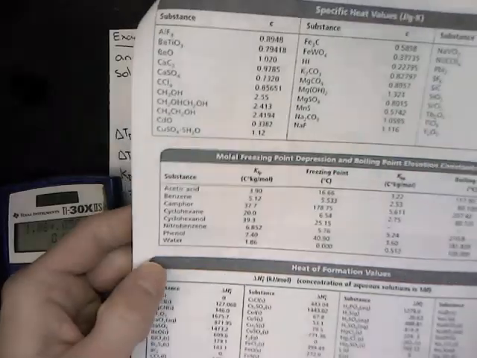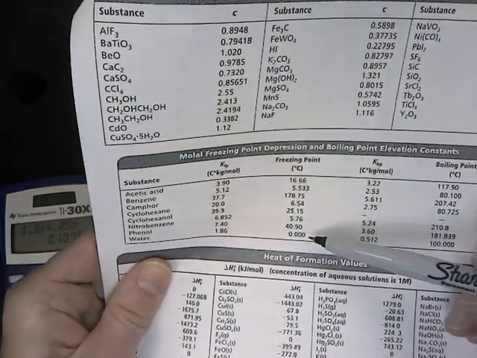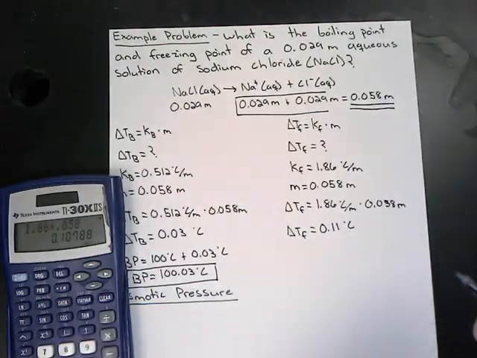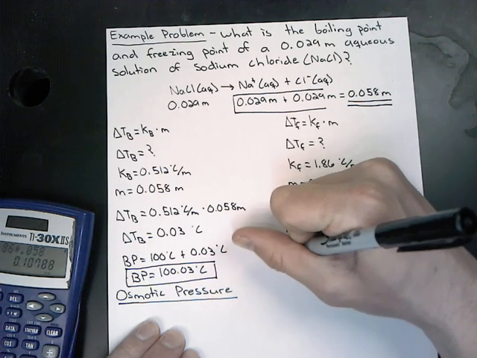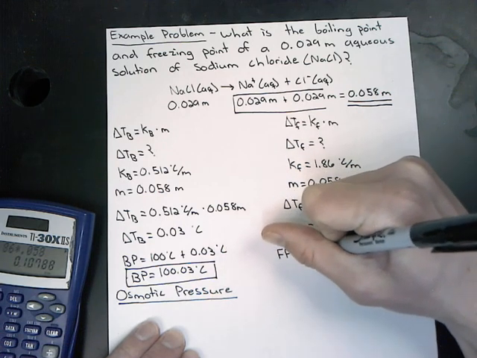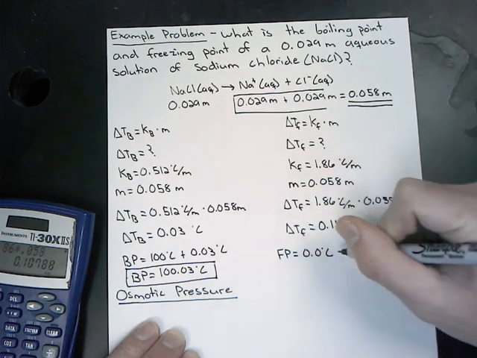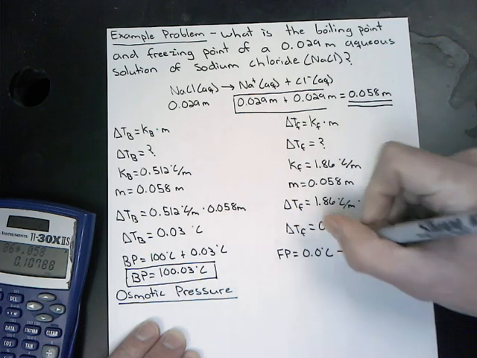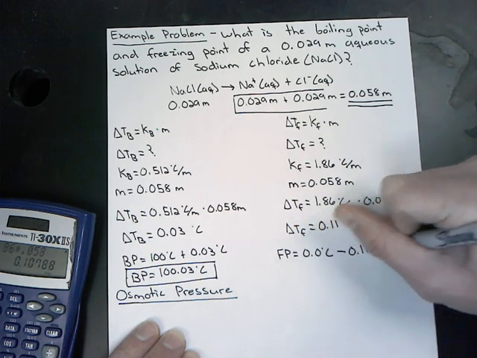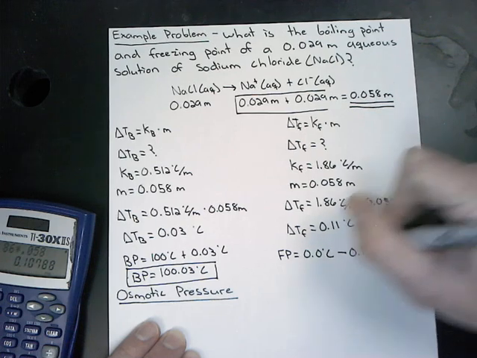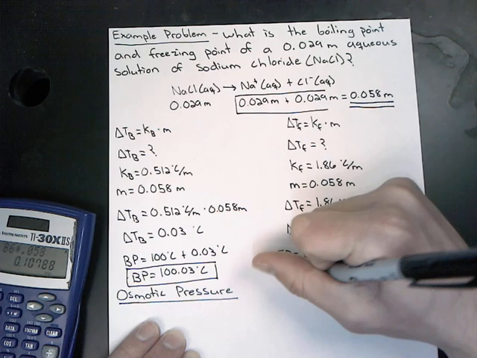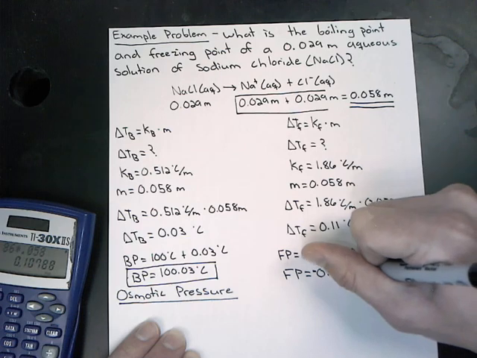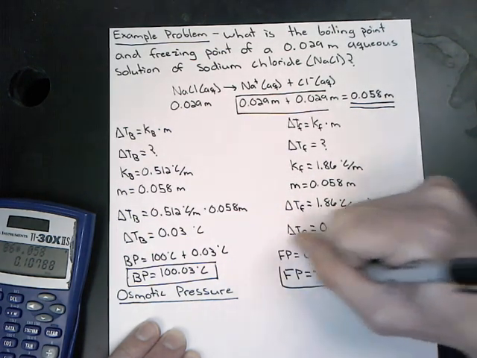So we look back on this chart and we find the original freezing point of pure water is 0 degrees Celsius. To find the freezing point depression, we start with the original freezing point, 0 degrees Celsius, and for freezing point, we actually subtract that change in freezing point. So we take 0 minus 0.11, and our new freezing point of this solution becomes negative 0.11 degrees Celsius.